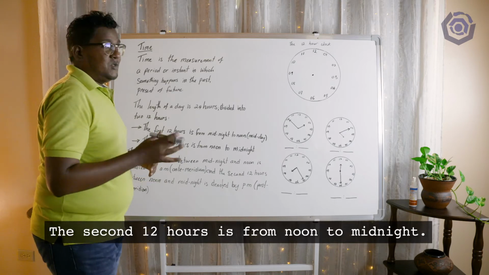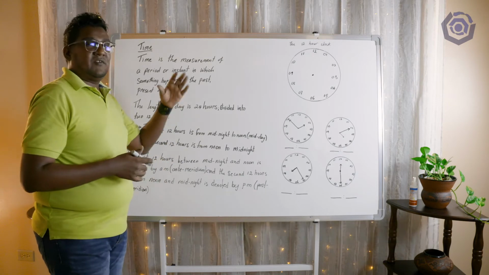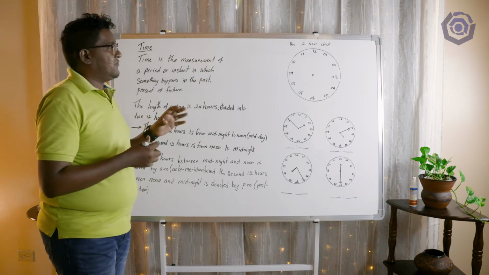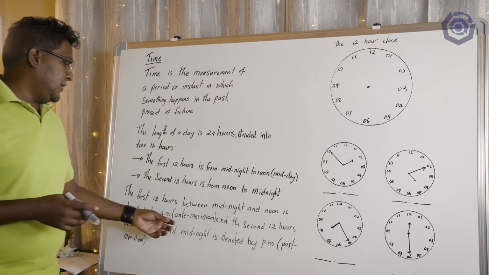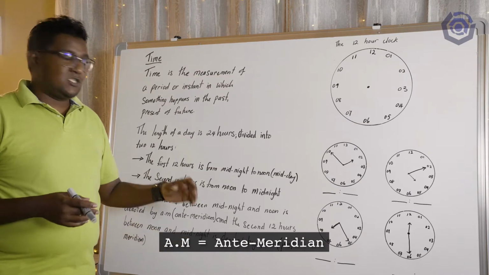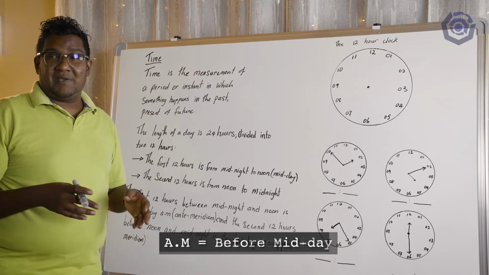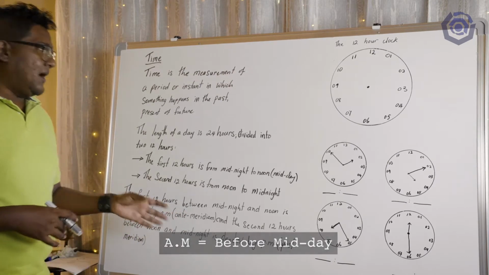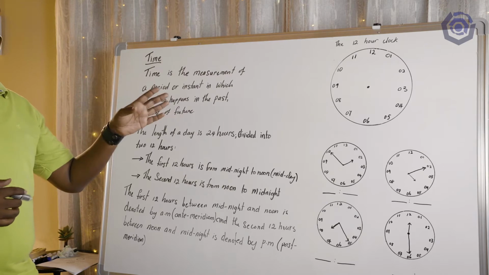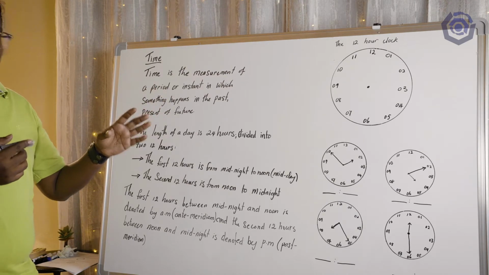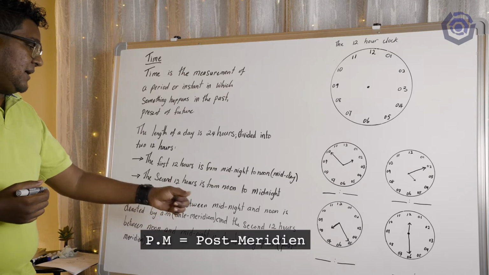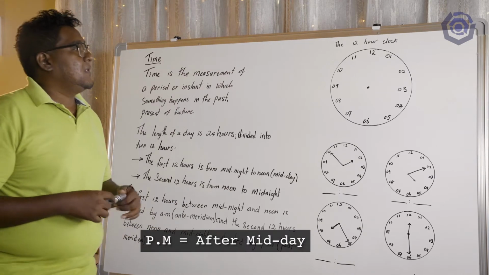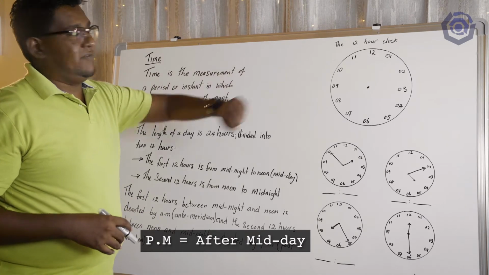Now, with the 12-hour clock, we know that from midnight to noon or midday, we usually refer to that as AM. And if you look here, AM is ante-meridian, where meridian means midday, so ante is before midday. And then the second half that goes from 12 midday to 12 in the night is PM, and that's post-meridian, meaning after midday.